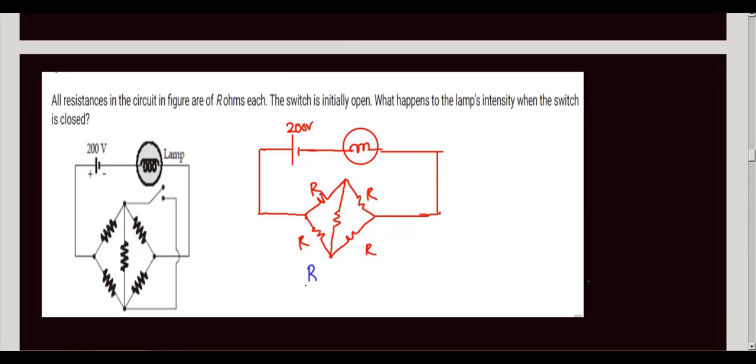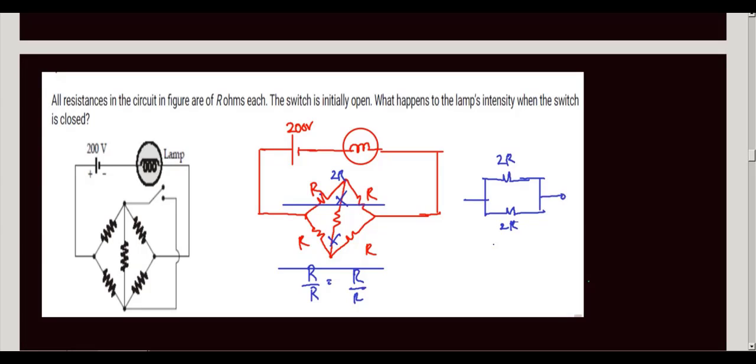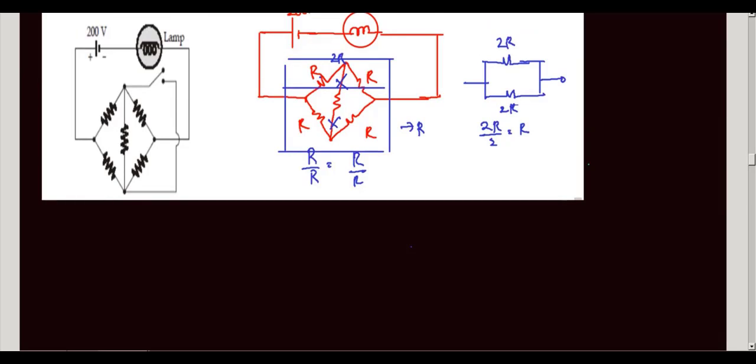So the bridge is balanced, R by R equals R by R, so this branch is neglected. The current through this branch is zero, so I can neglect this branch as an open circuit. So this will be 2R and this will be 2R, so it looks like this: 2R parallel 2R, which is 2R by 2. So this is the equivalent resistance. The total equivalent resistance is R. This is the case when the switch is open.